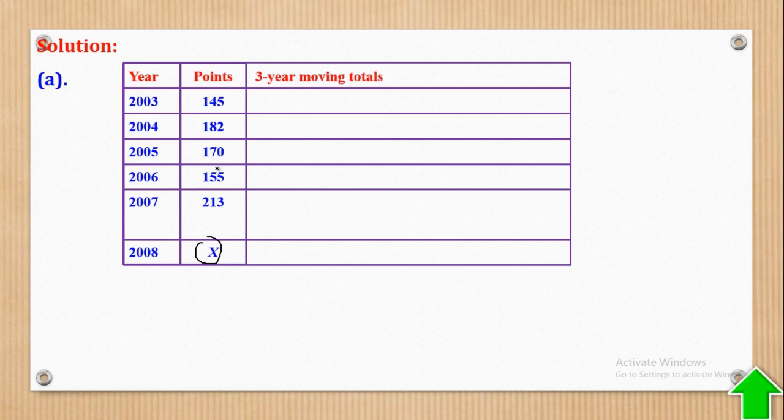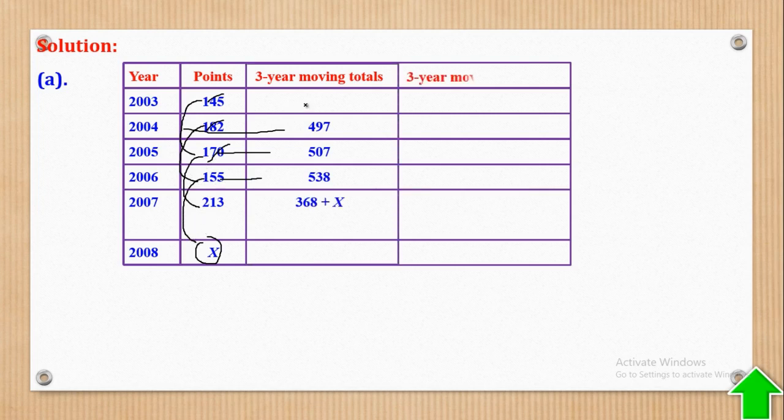So next will be the 3-year moving totals. So moving totals means that you pair 3, 3. So the sum of these 3 is that. Then after that, you remove this one and add another one to get these 3. The sum of those 3 will be that. Then you remove this one and add another one, so the sum of these three will be that. Then you remove this one and add another one, so the sum of these three will be that.